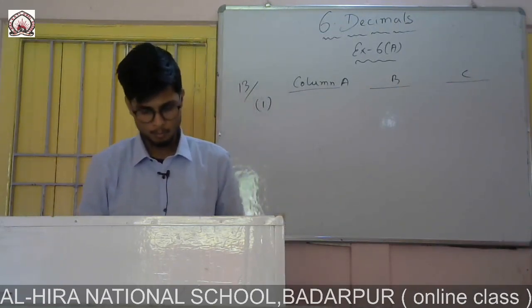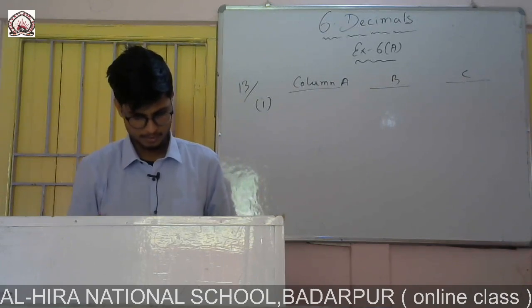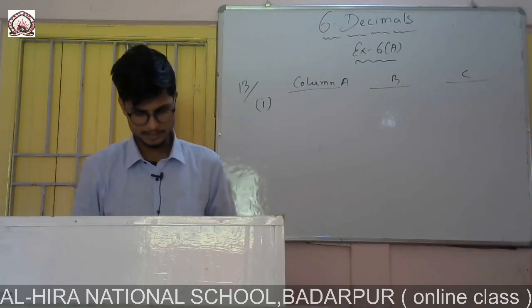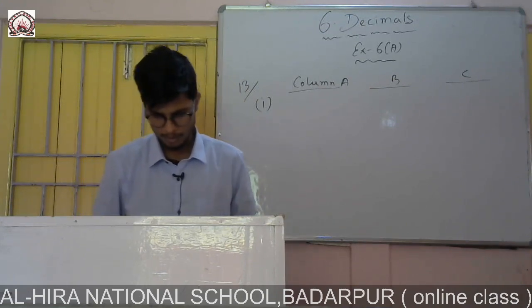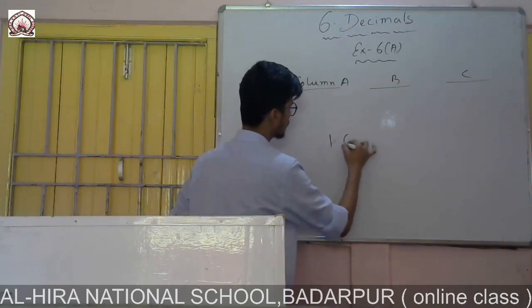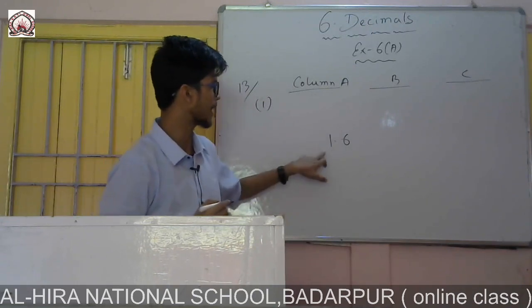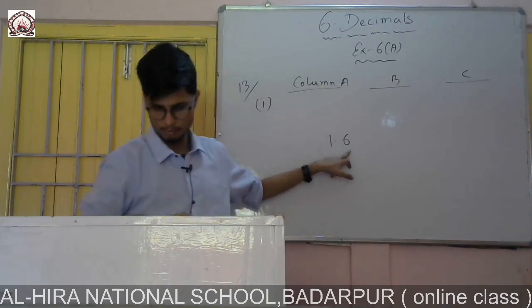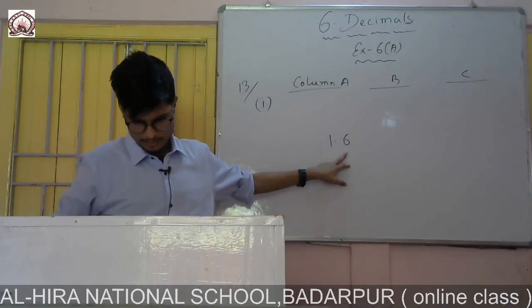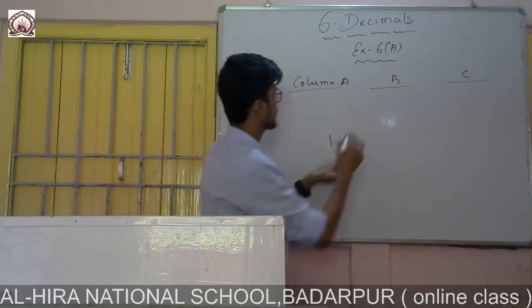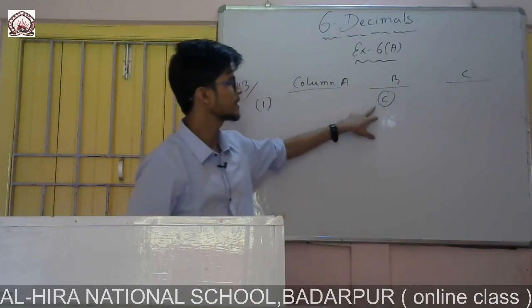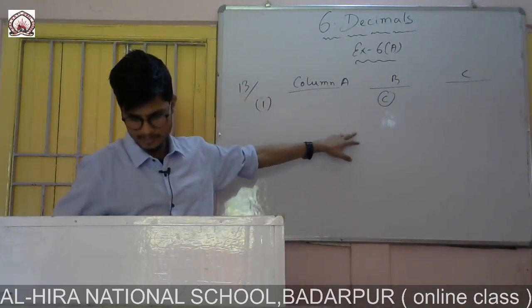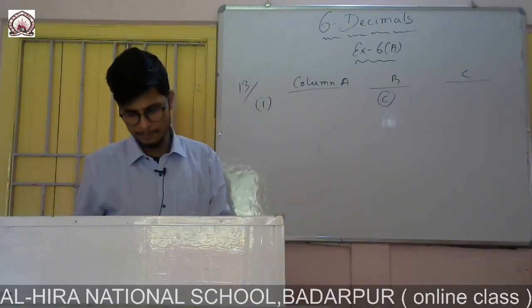You see, 1 ones and 6 tenths. So 1 ones and 6 tenths means 1.6. So you find the option 1 ones and 6 tenths. It is C. In column B, it is C. Roman 1, in column B the answer is C, and in column C it will be 1.6.